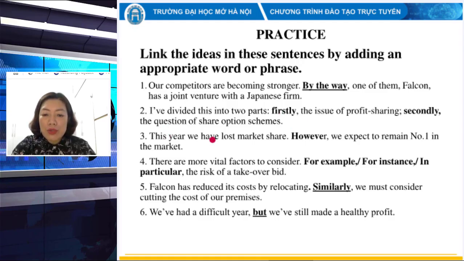Falcon has reduced its cost by relocating. Similarly, we must consider cutting the cost of our premises. Or we've had a difficult year, but we've still made a healthy profit. Yeah. So you use the phrases in here to link the ideas together to make it logical. Got it?